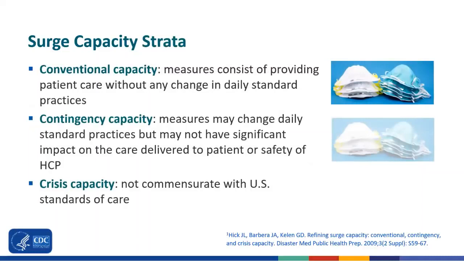Three general strata have been used to describe surge capacity and can be used to prioritize measures to conserve N95 respirator supplies along the continuum of care. Conventional capacity includes measures that do not cause any change in daily standard practices, so things that should already be implemented in infection prevention and control practices around the country. Contingency capacity includes measures that may change daily standard practices, but may not have a significant impact on the care delivered to the patient or the safety of the healthcare personnel. Crisis capacity are measures that are not commensurate with U.S. standards of care.